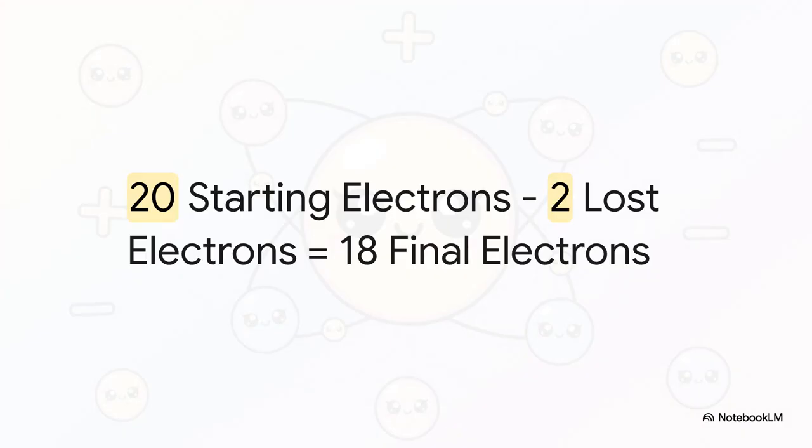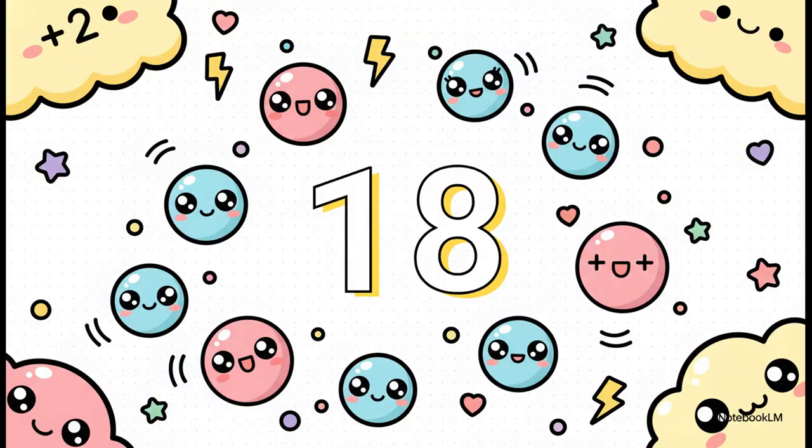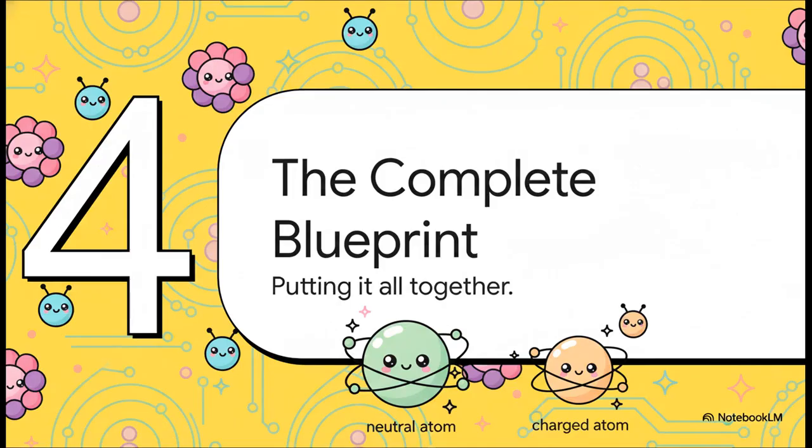Again, the math here is really easy. We had 20 electrons to start with in the neutral atom. It lost 2, so you just subtract those 2 lost electrons, and that gives us our final number. So there you have it. Our charged ion, the A2+, now only has 18 electrons. And because it still has 20 positive protons, but only 18 negative electrons, the overall charge is +2. It all adds up.